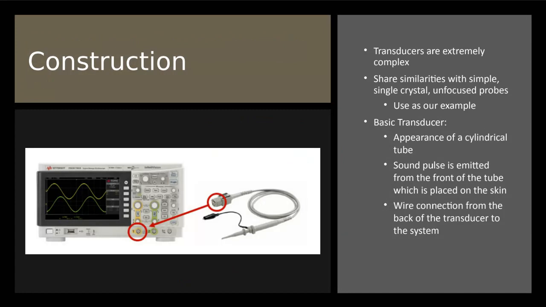So now we're going to talk about that basic construction, and your textbook goes into depth about every single layering component of the transducers. So please make sure you go over that. We do have the page number on our next slide. When we're talking about the construction of the transducers, they're very, very complex, although they share similarities with single, simple, unfocused probes. So this is what we're going to be using as our example.